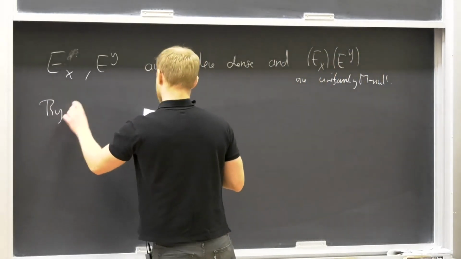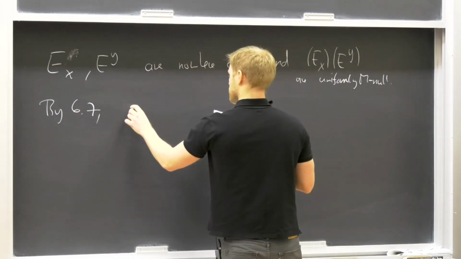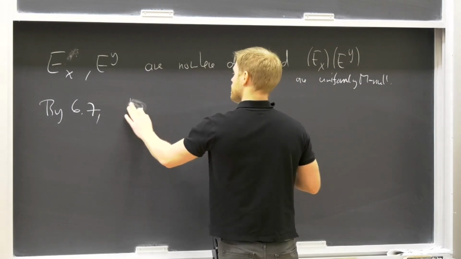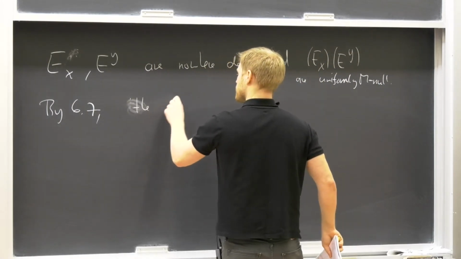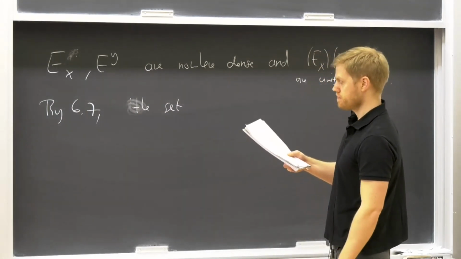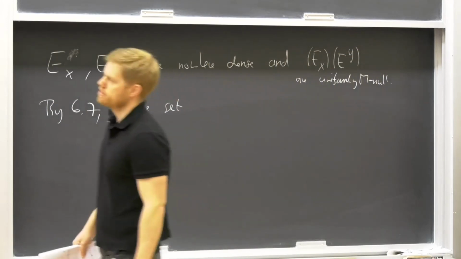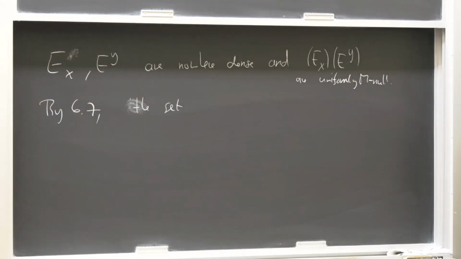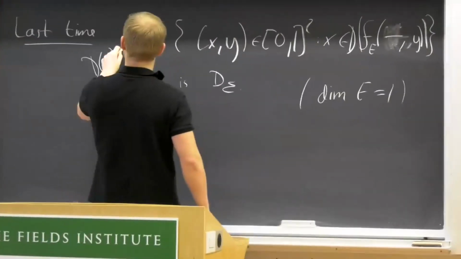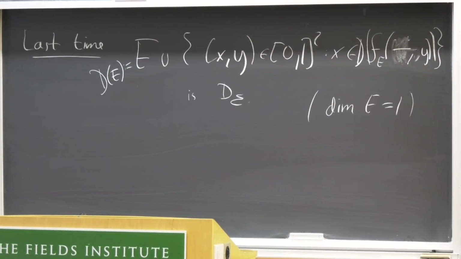So by 6.7, I think, the set, as we said, okay, we said that the set, I have to give this a name. I call this whole thing, I think I called it DE. Just have a name for that. The set DE is D sigma.